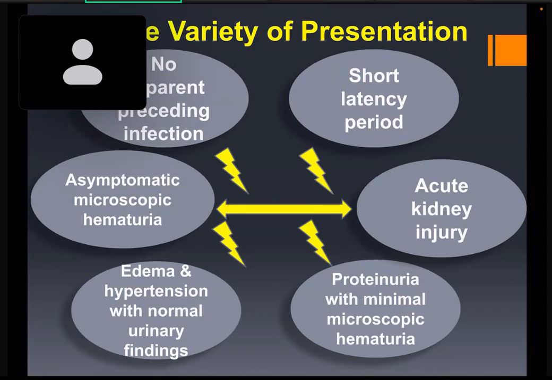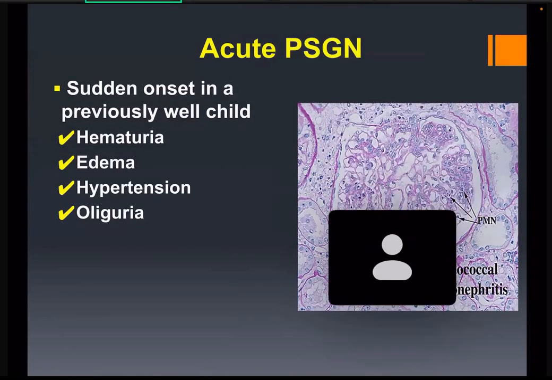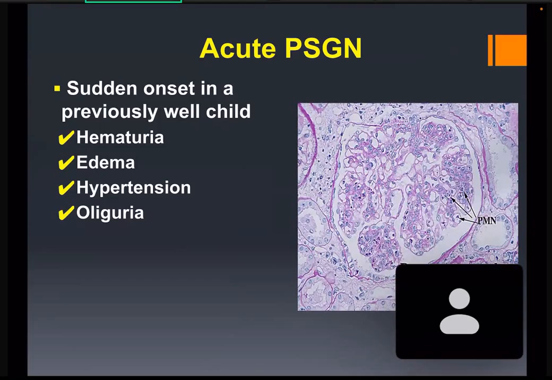Or the proteinuria can be minimal, or the proteinuria is severe but there is only minimal microscopic hematuria. So this can happen, but it's very rare. If it's like this, like you have the atypical type, then it's good that you refer that to a specialist.